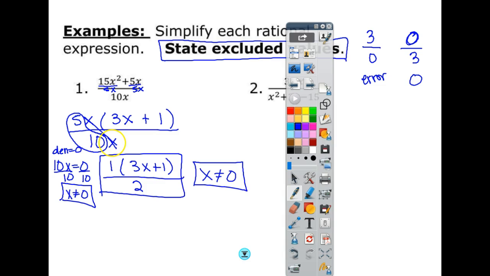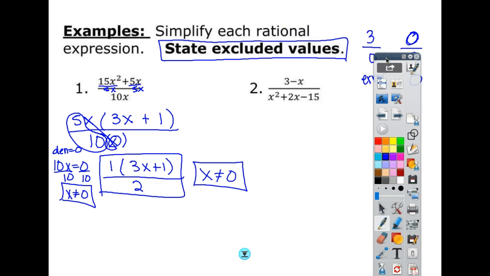Because if x were 0, that's a 10x, and 10 times 0 would be 0. Then we would have a 0 in the bottom of our fraction, and we can't have that. And we're going to do some more, so just kind of chill out. Maybe you can ask questions in a minute.